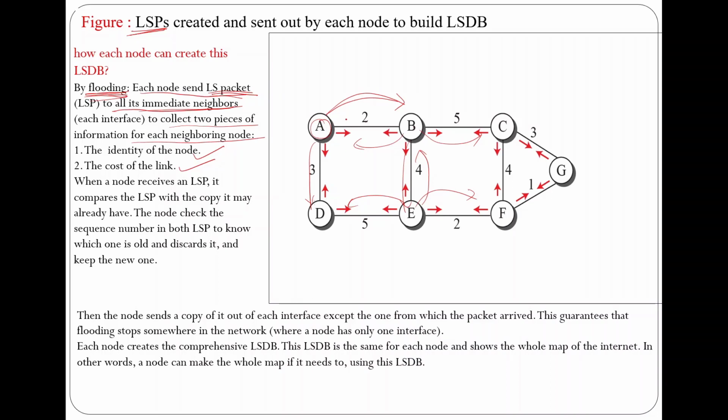Flooding happens, you understood. The node will forward the packet to its nearest neighbors, and B will forward the packet to its nearest neighbors. The flooded packet contains the information about the identity of the node and the cost of the node.